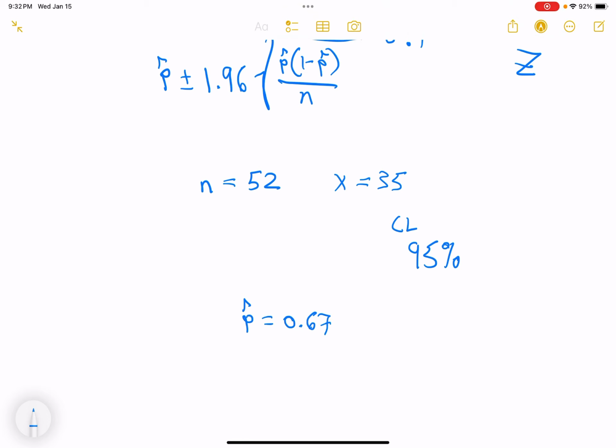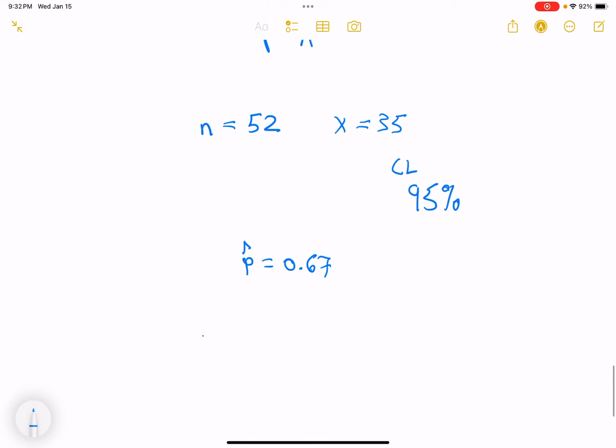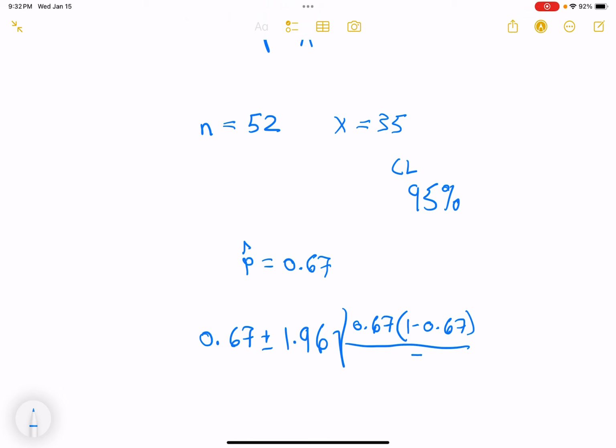From there, what I must do, if I am to find answers and roll well through my solutions, is I will use my equation. P hat, 0.67, plus or minus 1.96, because I want a 95% confidence level, times the square root of 0.67 times 1 minus 0.67 over sample size, 52. And you would solve that, and that will give you your margin of error.